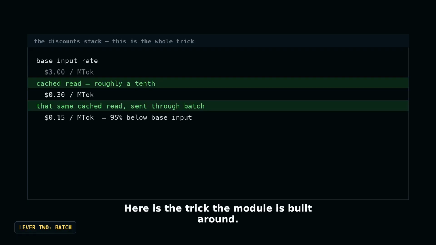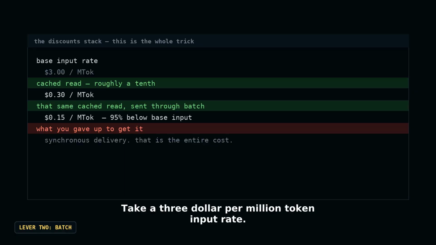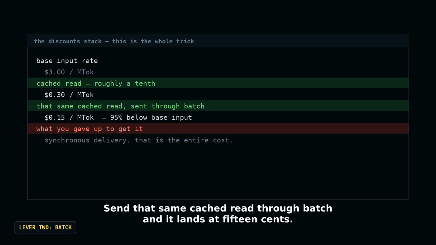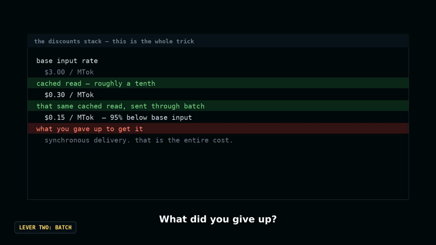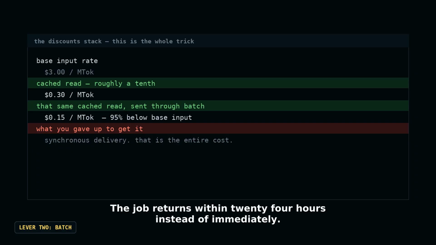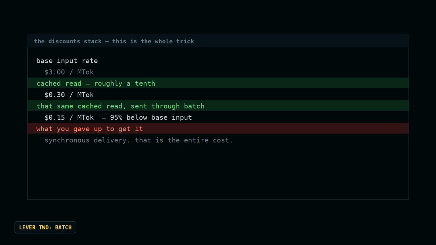Here is the trick the module is built around. The discount stack. Take a $3 per million token input rate. Cache it and the read price is at 30 cents. Send that same cached read through batch, and it lands at 15 cents. 95% below base input. Same model, same prompt, same quality. What did you give up? Synchronous delivery. The job returns within 24 hours instead of immediately. On a nightly classification run, you gave up nothing.